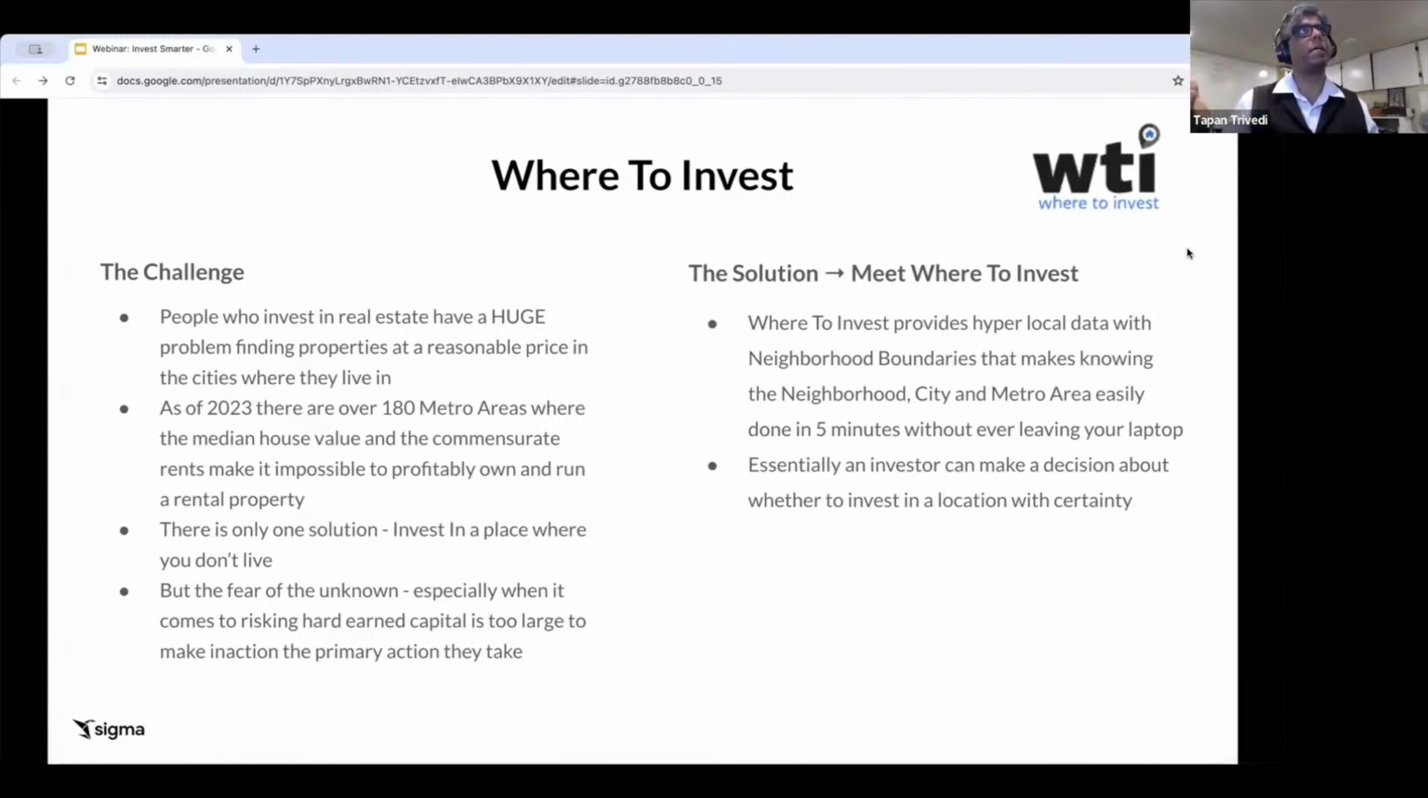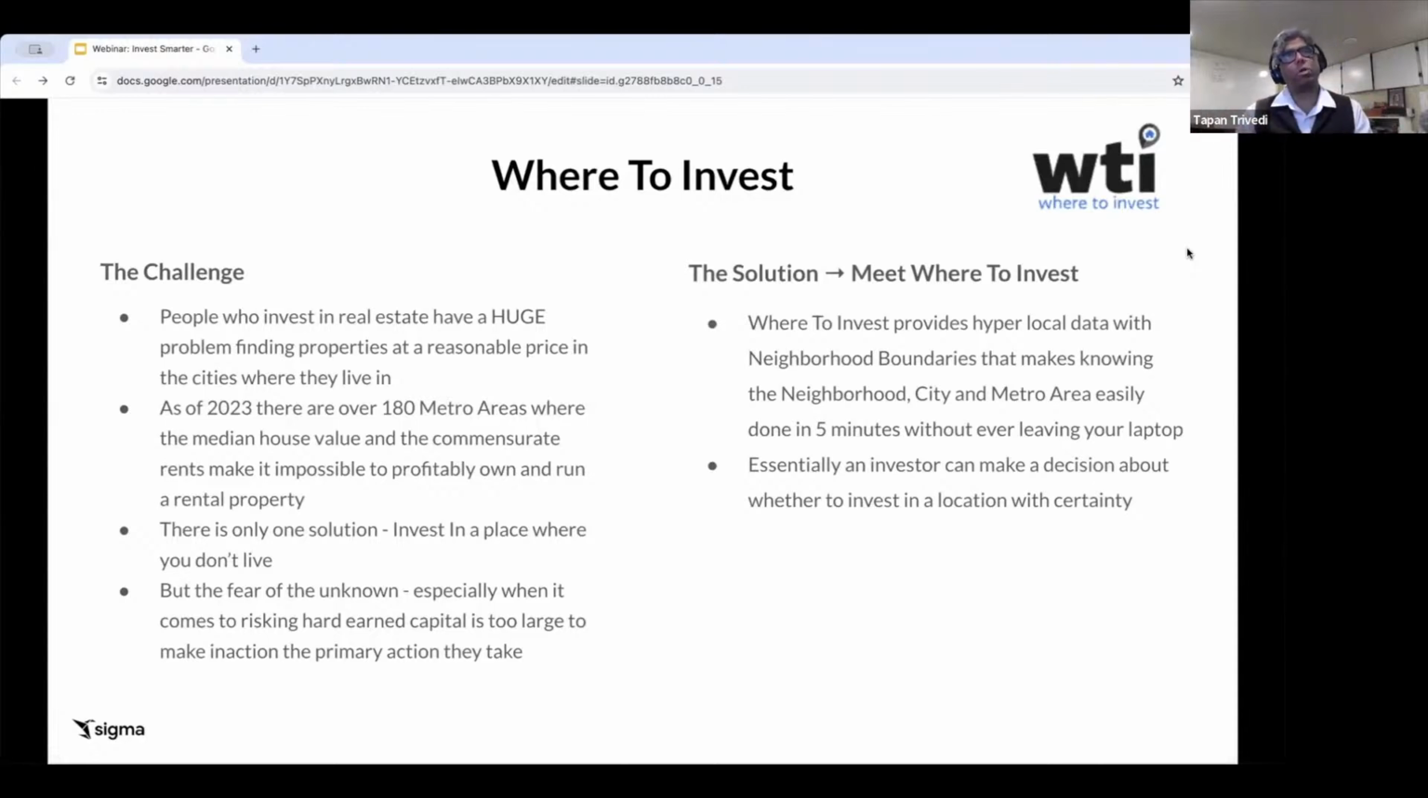So what happens is, if they invest in their own backyard, they invest in perhaps the worst neighborhoods. We're talking about a lot of crime, not really good tenant pools, all those things, right? So they have to go someplace else. However, the fear of the unknown, especially when it comes to risking your entire capital, is too large. So people basically just don't do anything, or they invest in their own backyard in really bad neighborhoods.